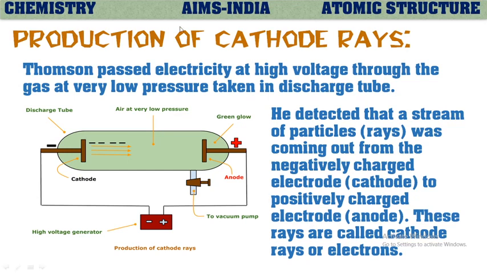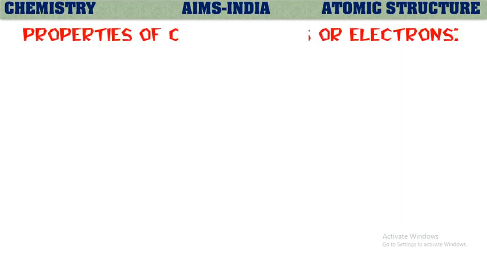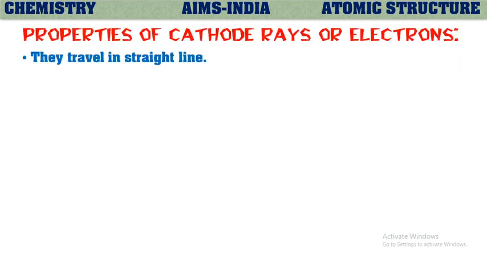So when he passed high voltage current through this discharge tube, he observed that some particles are coming from the negative electrode side to the positive electrode side. He called these cathode rays, and later on we came to know them as electrons. Now let us see the properties of these cathode rays or electrons.